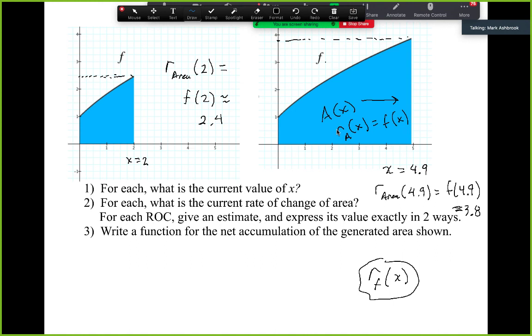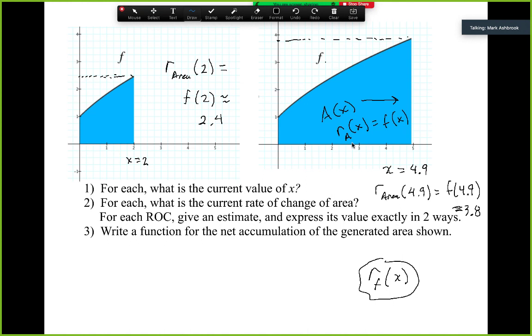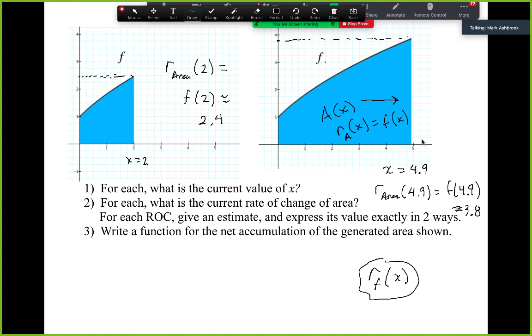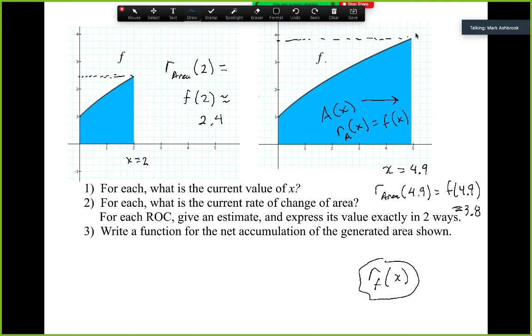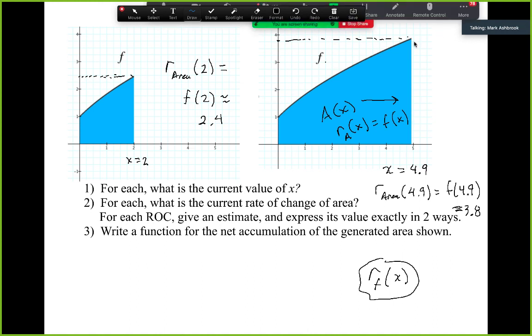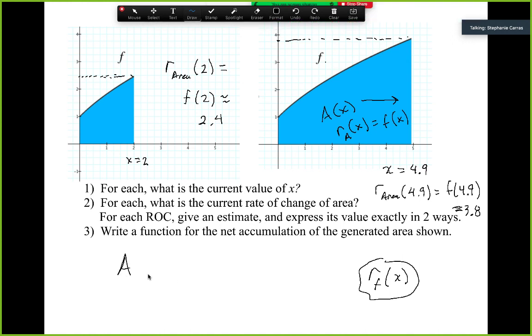But the rate of change of the function is not involved here. Don't say that the rate of change of area is the rate of change of f. No, the rate of change of area is f. It's the height. It's not the slope of the tangent line. It's the height f. Gotcha. Is that better? Yes. At that current x value, it's the height. It's f. It's not the rate of change of f.